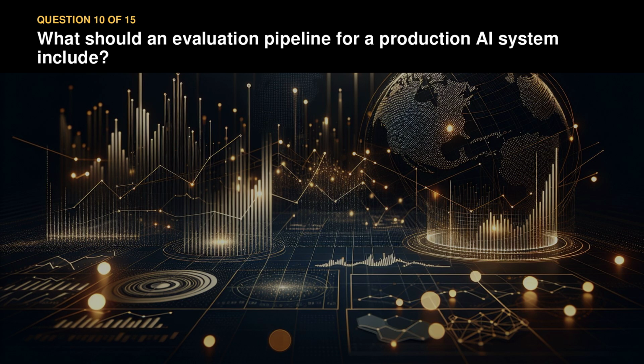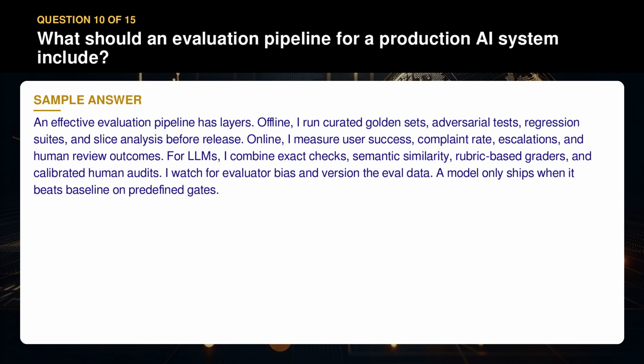Question 10. What should an evaluation pipeline for a production AI system include? An effective evaluation pipeline has layers. Offline, I run curated golden sets, adversarial tests, regression suites, and slice analysis before release. Online, I measure user success, complaint rate, escalations, and human review outcomes. For LLMs, I combine exact checks, semantic similarity, rubric-based graders, and calibrated human audits.